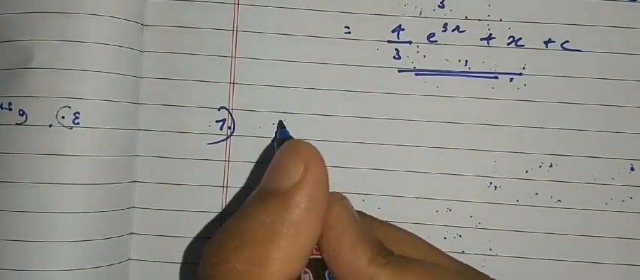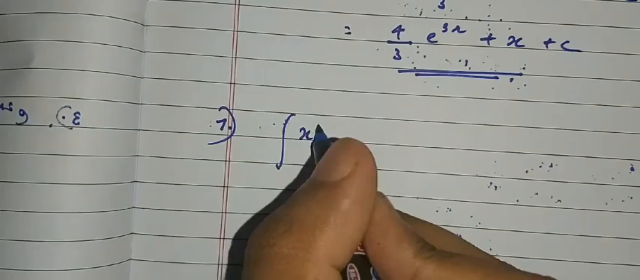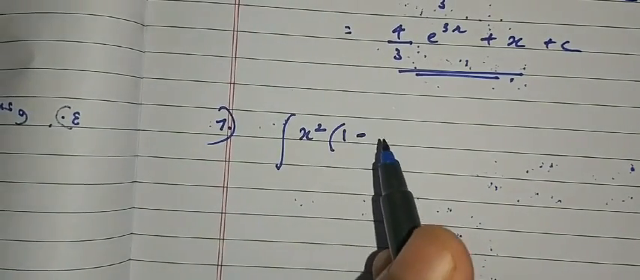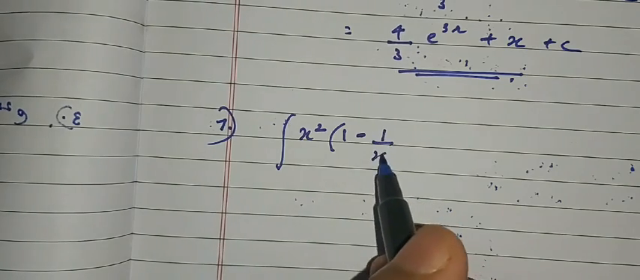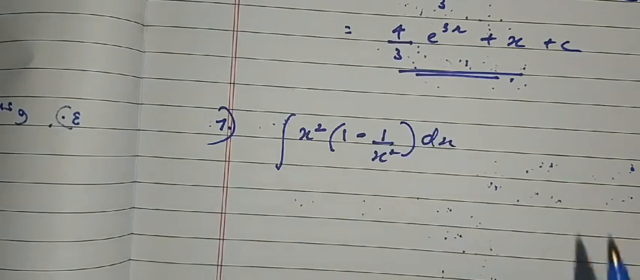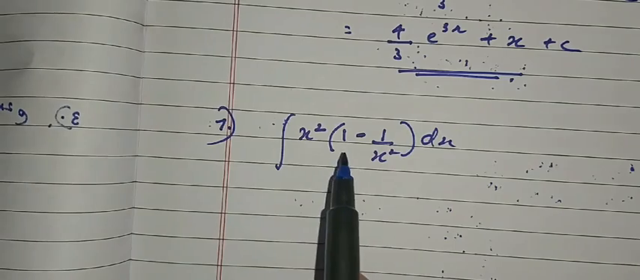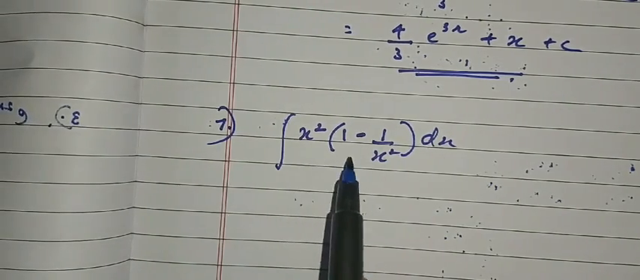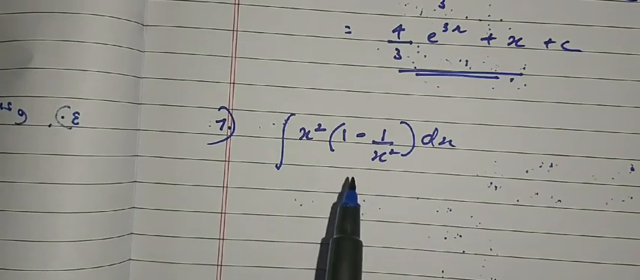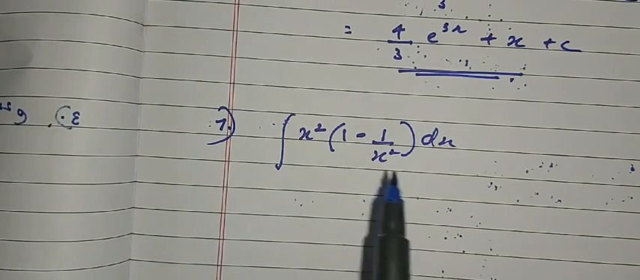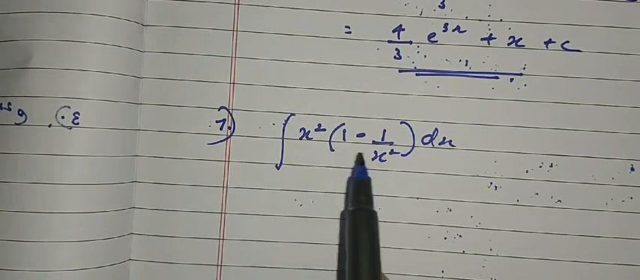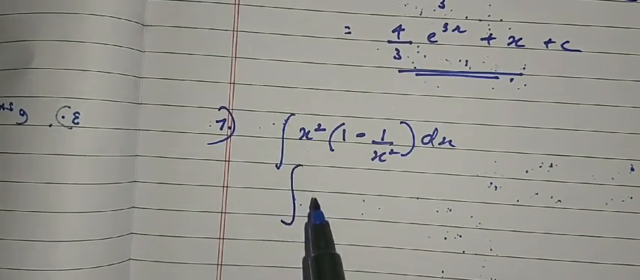What is the seventh question? Integral of x square into 1 minus 1 by x square dx. Now this is the multiplication of two functions, x square and 1 minus 1 by x square. We should make it into a subtraction or addition, so we can split this. So you multiply this x square inside, so what will it become?